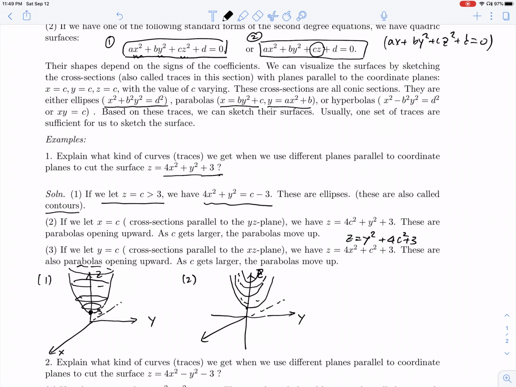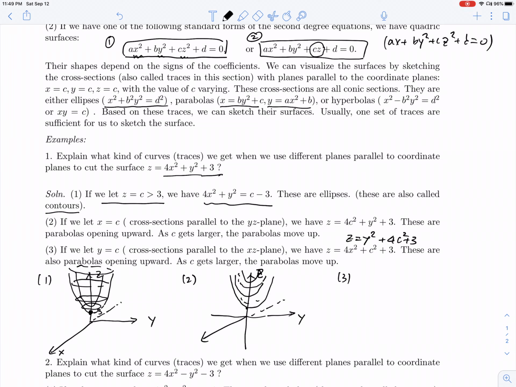But if you look from the left, the things we are getting over here are something like this. So these are the traces when you use x equal to c to cut the surface.